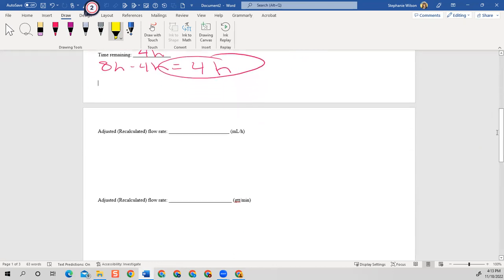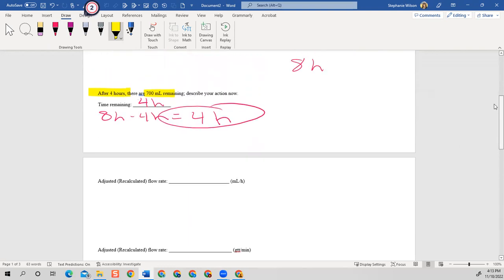And in this adjustment, I'm going to figure out what is my new flow rate in milliliters per hour. So I'm going to take that 700 milliliters remaining, and I'm going to divide that by the remaining time. And let's see what we get. We get 700 divided by 4. It says that we are to infuse 175 milliliters per hour.